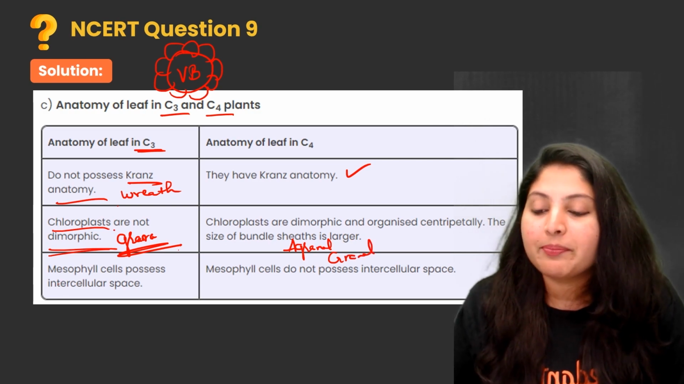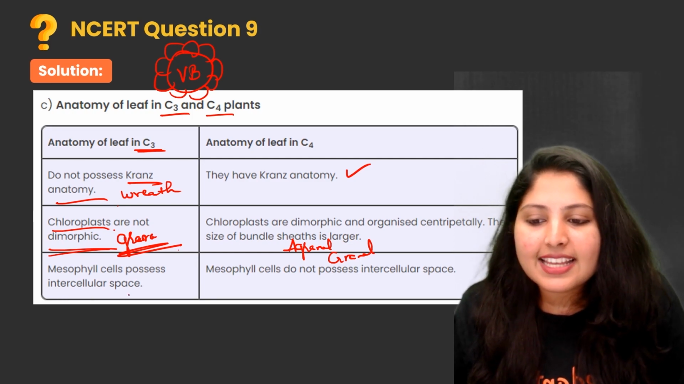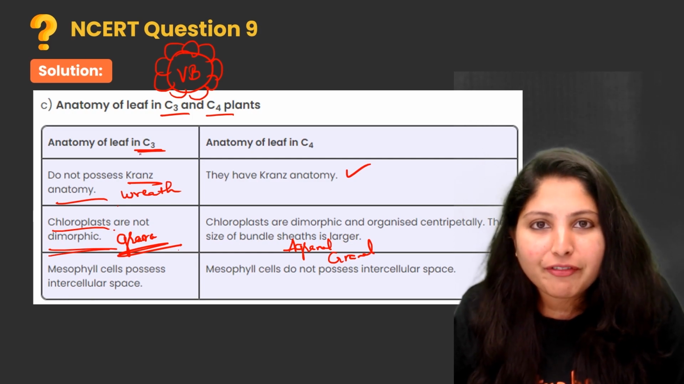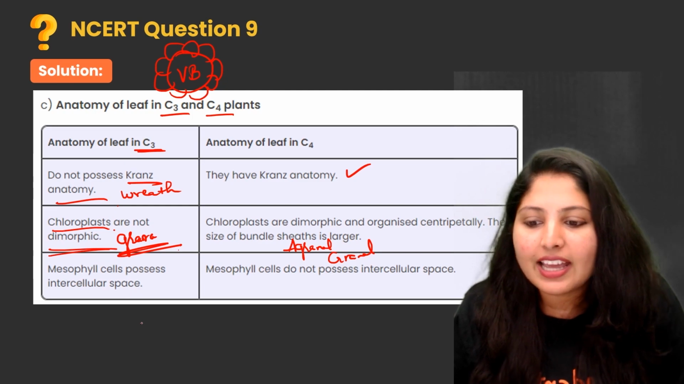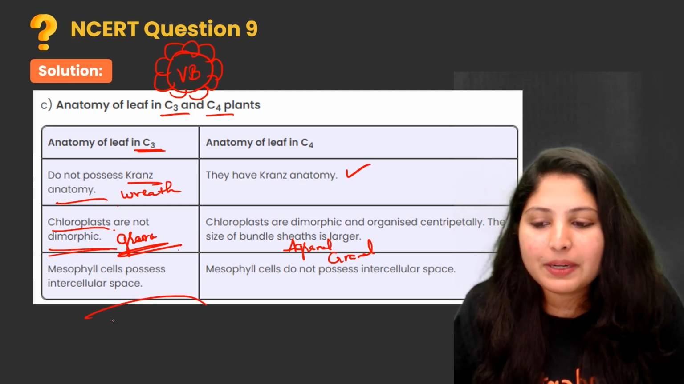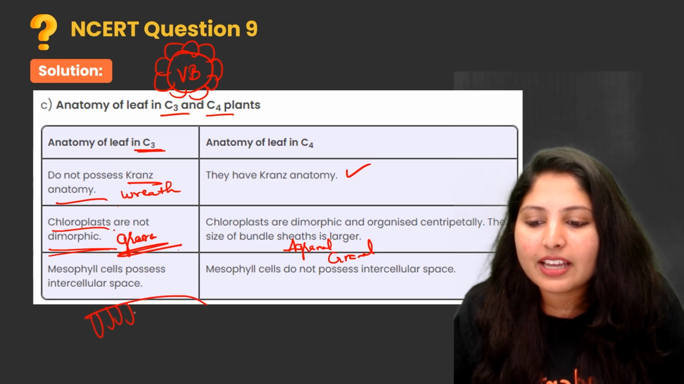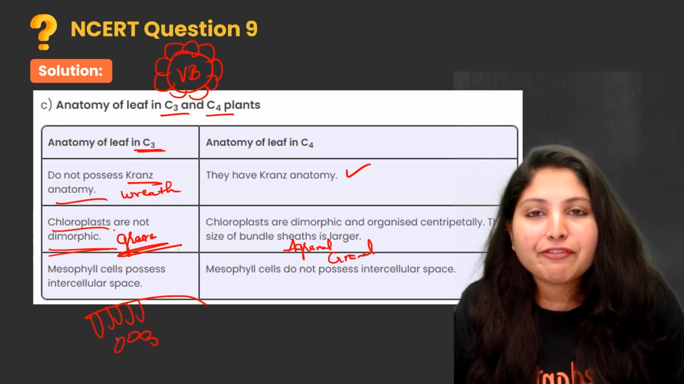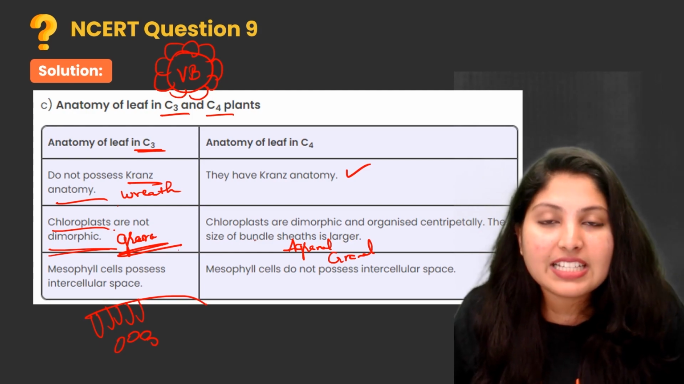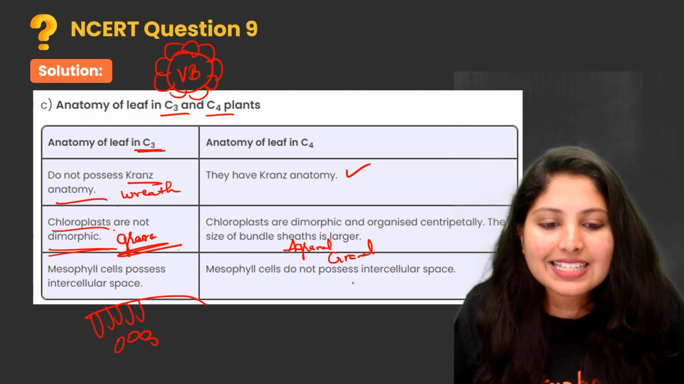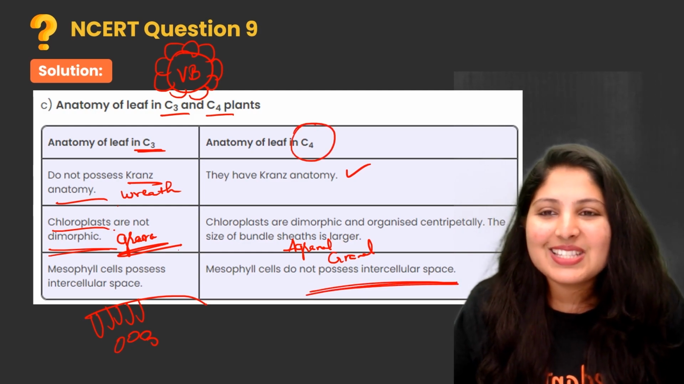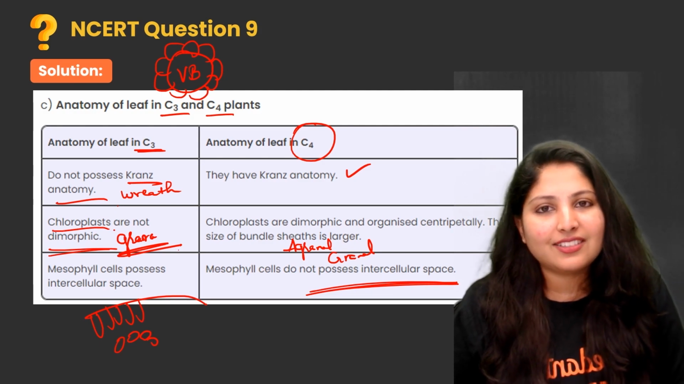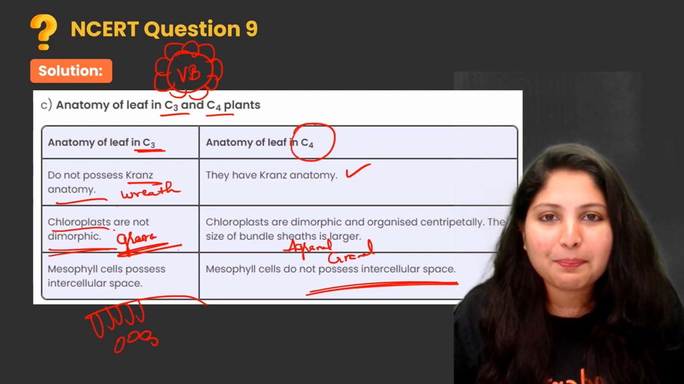Next one. Mesophyll cells possess intercellular space in the case of C3 plants. This is the outermost epidermis. Below the epidermis, we can find palisade parenchyma and spongy parenchyma. In between, we can find more intercellular space, but in C4 plants, there is no intercellular space. So this is about the chapter photosynthesis in higher plants.